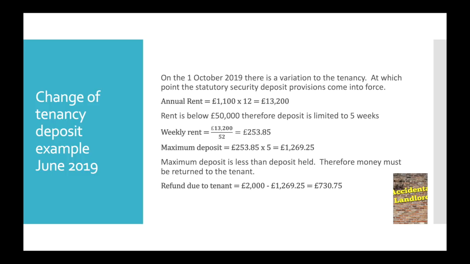So looking at how the calculation works, on the 1st of October there is this variation. The annual rent now becomes £13,200. It's below £50,000, so therefore our deposit is limited to 5 weeks. The weekly rent is £253.85. Therefore the maximum deposit we can hold is £1,269.25, which means that we now have to refund to the tenant a total of £730.75, because the £2,000 is above the statutory cap.